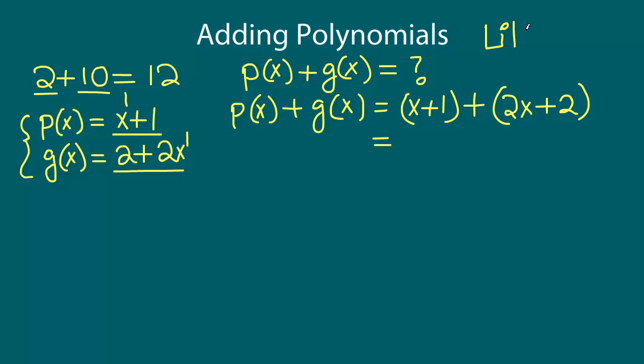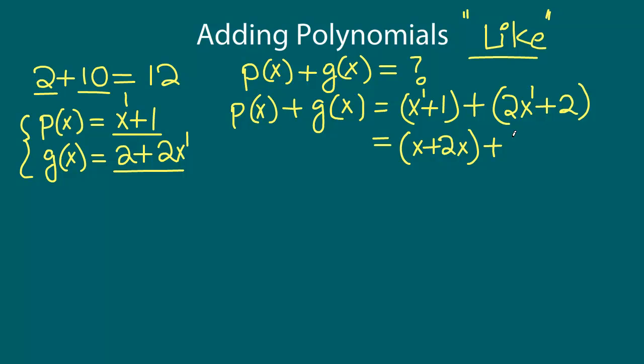So what do we mean by the word like term? Well, like term simply means same variable raised to the same power. So here we have a variable x, which is raised to power 1. This term also has a variable x, which is raised to power 1. So we simply want to combine these two terms. So we write it like this, x plus 2x.